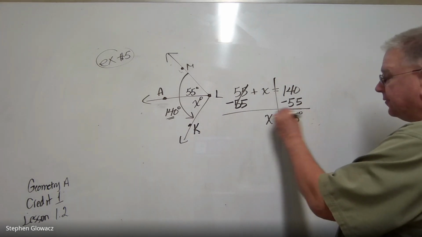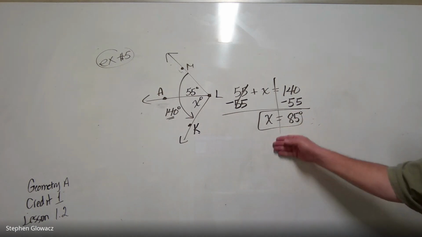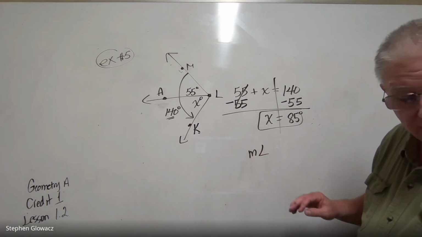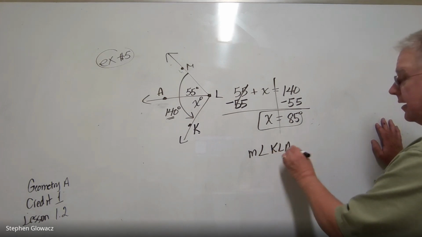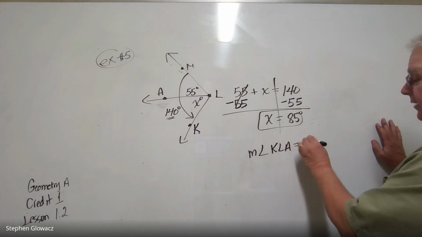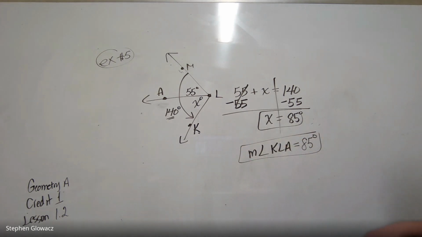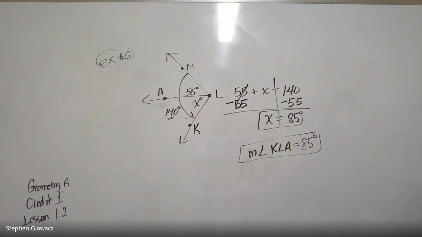And so that's solving the equation, but the way we want to write our answer is: the measure of angle KLA, and of course we could also call that ALK, is equal to 85 degrees. All right, so that would be KLA right in there. All right, so that's our example for number 5.